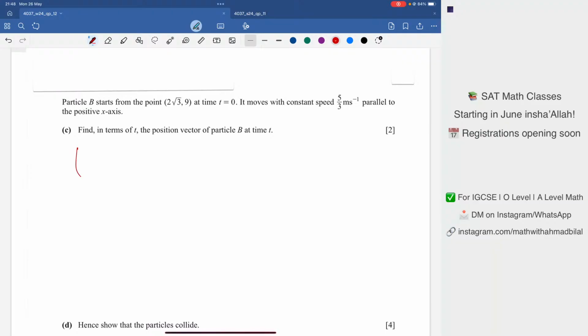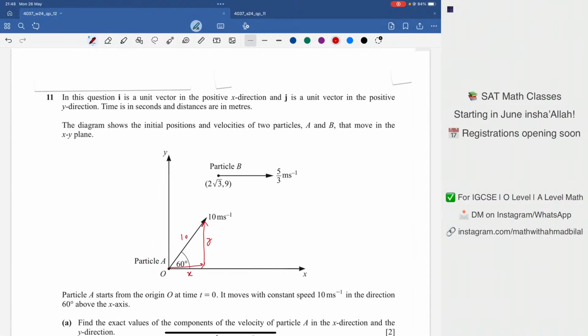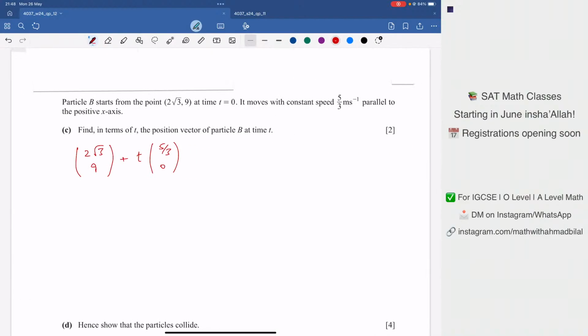What do we do about this now? The starting position is 2√3 and 9, right? That's the position vector initially. Then what happens every single second? The x component changes at this rate, 5√3. And what about the y component? There's no change in y, right? It's just moving in the horizontal direction. There's no vertical change as such. So that's a 0. Simplify this and see what that gives you. You get 2√3 plus 5√3 times t, and 9. That's the position vector that you get for the particle B in this case.